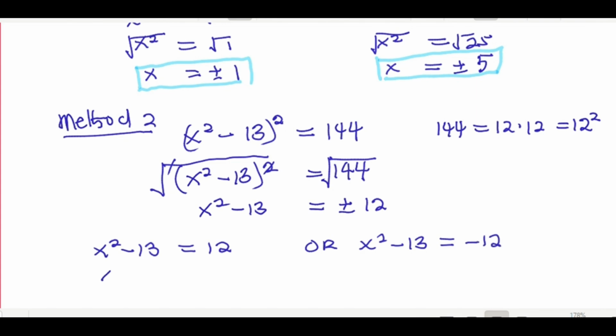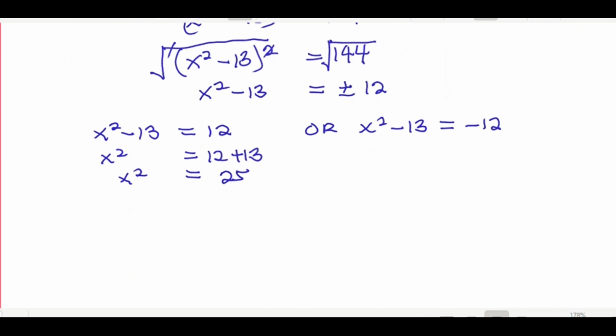So here we have x² = 12 + 13, and that gives x² = 25. Take the square root of this, so we have x equals plus or minus 5.